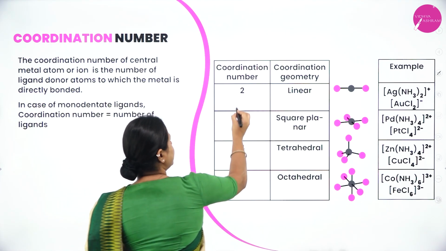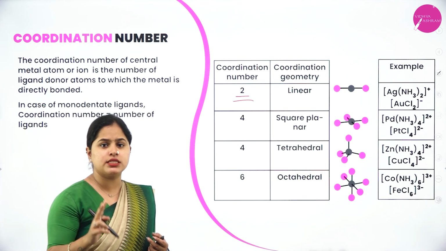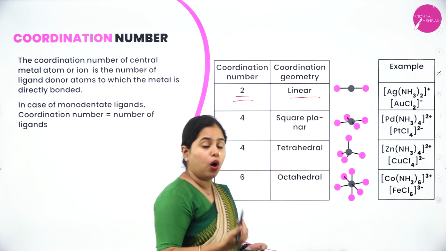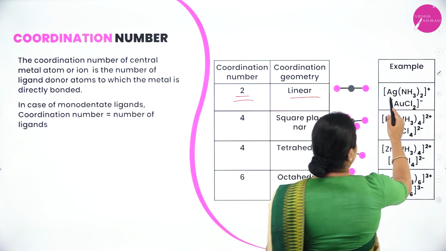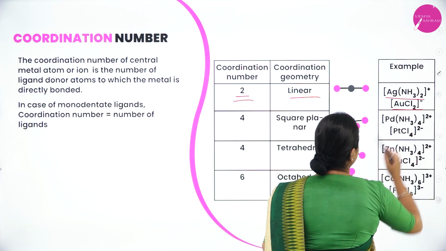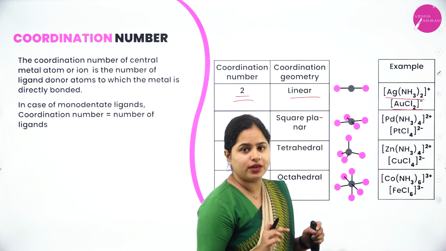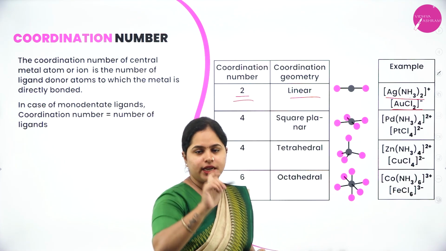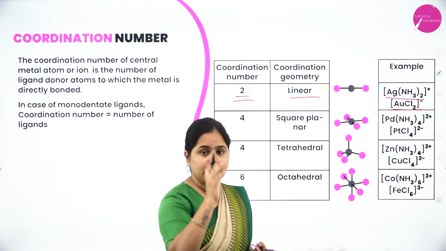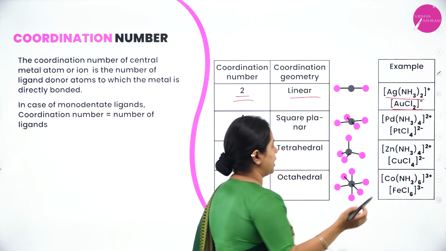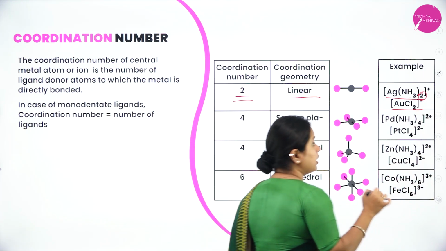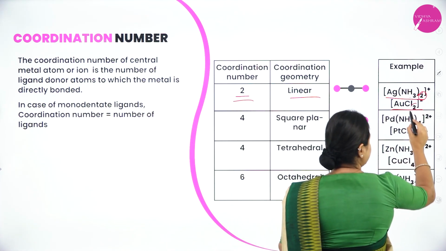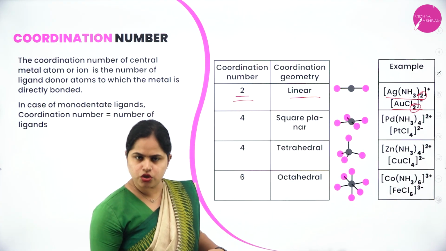As of now, if the coordination number is 2, that means there are 2 ligands, right? So the geometry will be linear. As you can see here, Ag(NH3)2 plus and AuCl2 minus. Can you tell me which one is the ligand? NH3 is the ligand here, right? We have already studied that NH3 is a unidentate ligand, and for a unidentate ligand the number of ligands and coordination number will be the same. As you can see, it is NH3 twice, so there are 2 ligands and the coordination number is 2. Here also the coordination number is 2, because Cl minus is also a unidentate ligand.